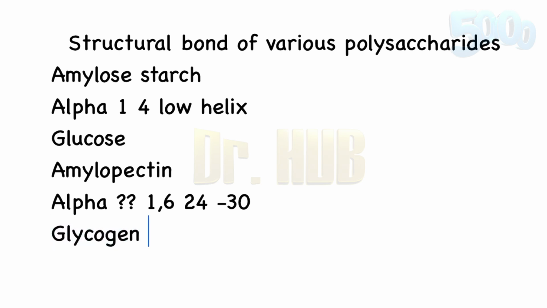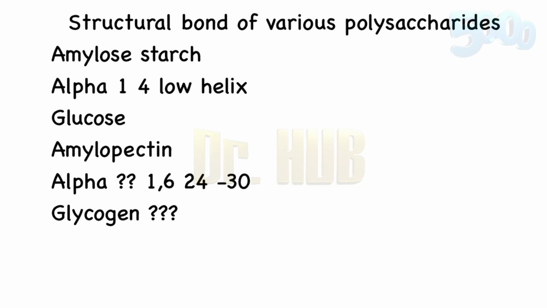Next is the glycogen. So what is the glycogen? Glycogen has alpha 1,4 glycosidic linkage with an alpha 1,6, that is very similar, and it branches every 8 to 12 glucose molecules, and a hollow helix is present.